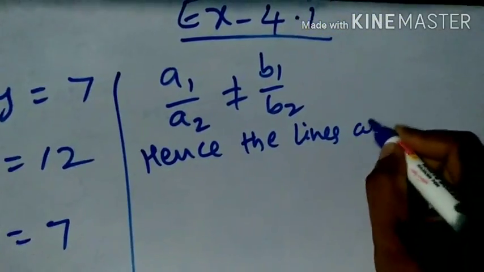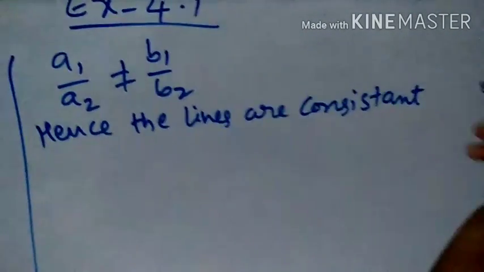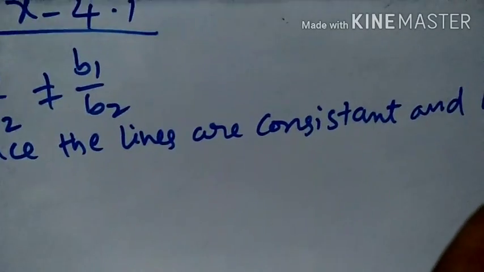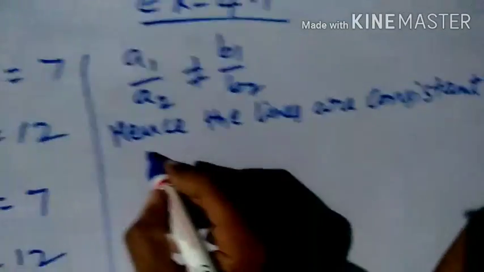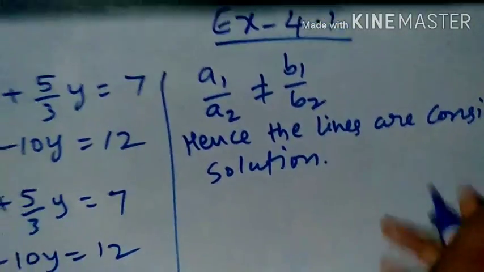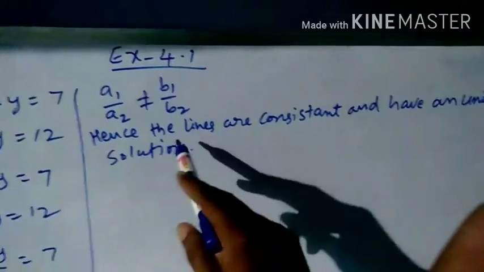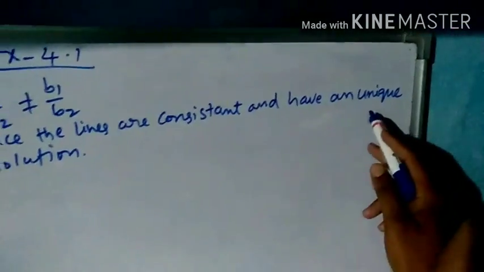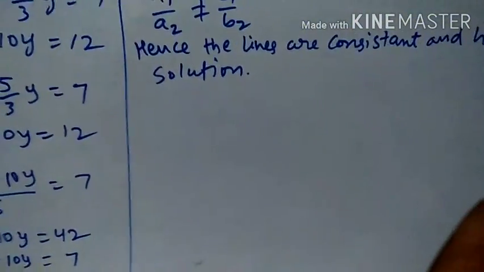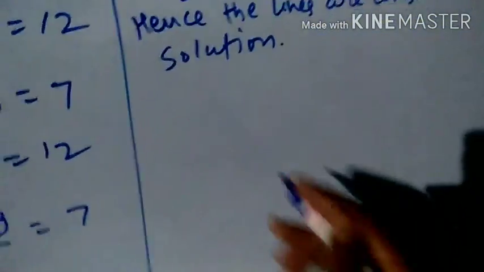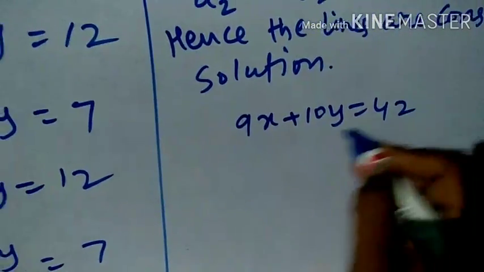So a1 by a2 is not equal to b1 by b2 means hence the lines are consistent and have a unique solution. If the condition is a1 by a2 is not equal to b1 by b2, then the lines are consistent and have a unique solution. So for the graph, now we have to draw tables. For the first table, the equation 9x plus 10y is equal to 42.